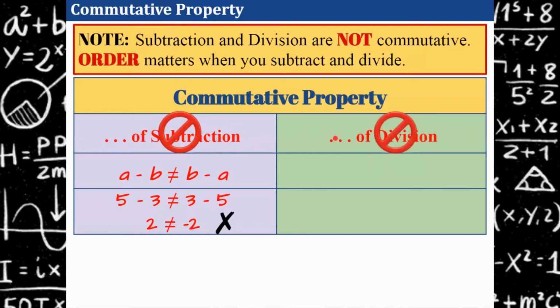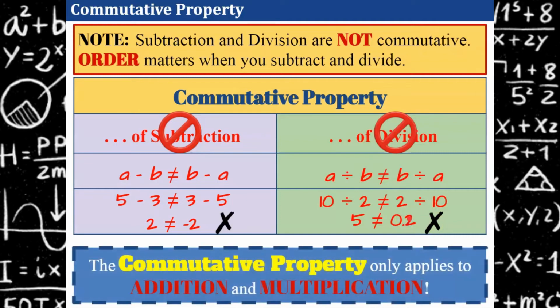When we divide, same thing. There is no commutative property because order matters. If it were true, it would state that value A divided by B is equivalent to the value B divided by A. Given values of 10 and 2, 10 divided by 2 is 5, 2 divided by 10 is 0.2 or 2/10. It's not equivalent. Therefore, we can state that the commutative property only applies to addition and multiplication.